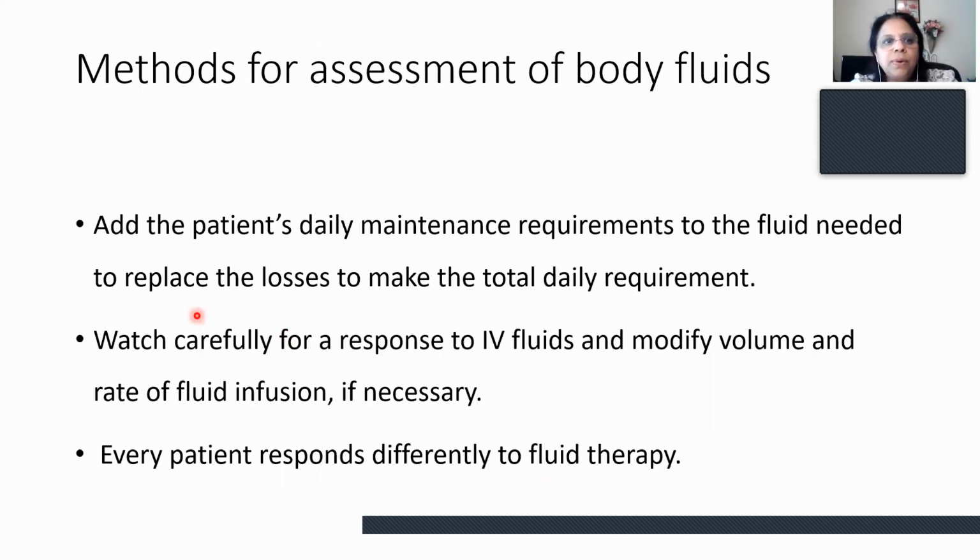So watch carefully. Then you have to add the patient's daily maintenance requirements to the fluid needed to replace the losses to make the total daily requirement. And we have to watch carefully for a response to IV fluids and modify the volume and rate of fluid infusions if necessary. Every patient responds differently to fluid therapy. You must remember that, because every patient is not the same.